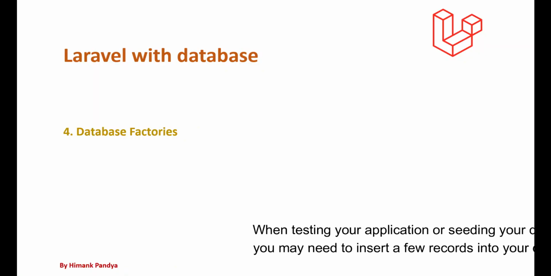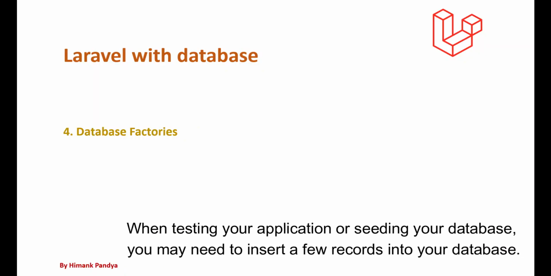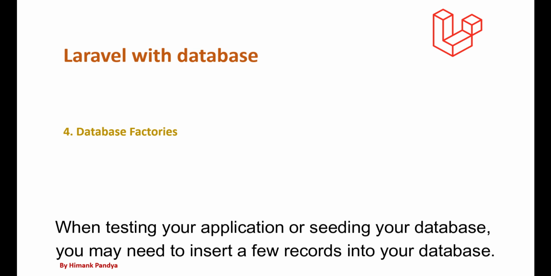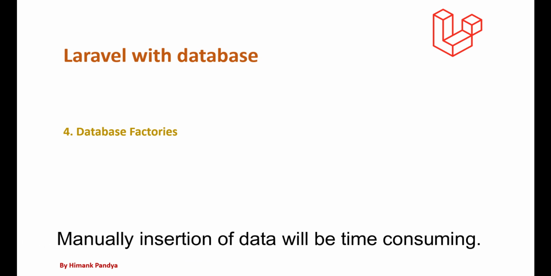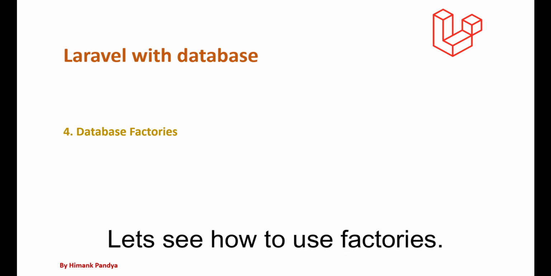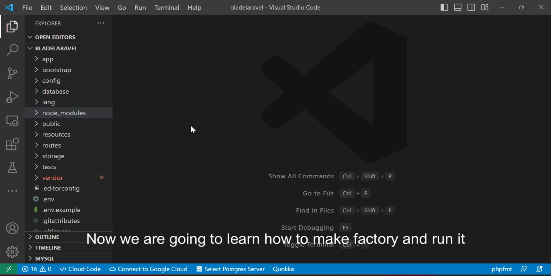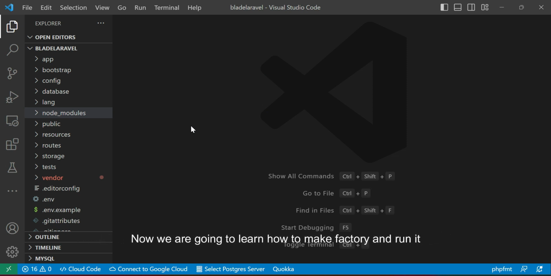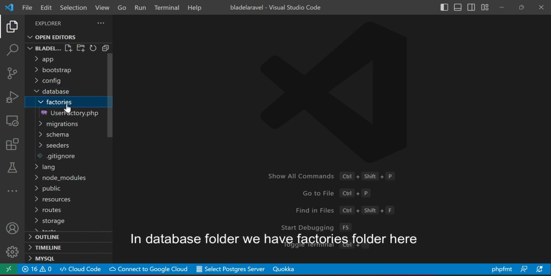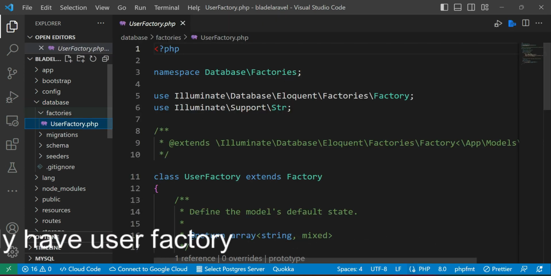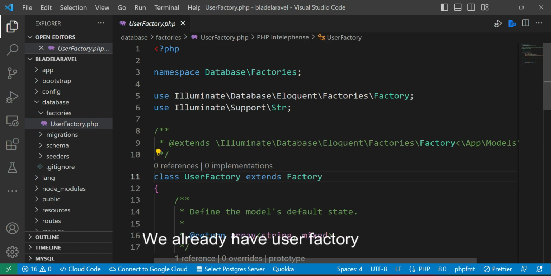When testing your application or seeding your database, you may need to insert a few records into your database. Manual insertion of data will be time consuming. Let's see how to use factories. Now we're gonna learn how to make factory and how to run factory. In database folder, we have factories folder here. We already have user factory.